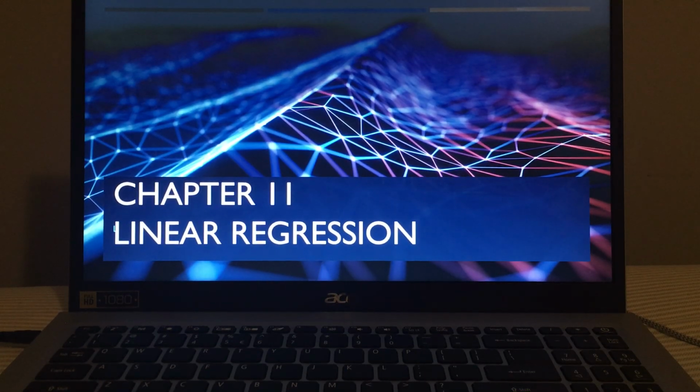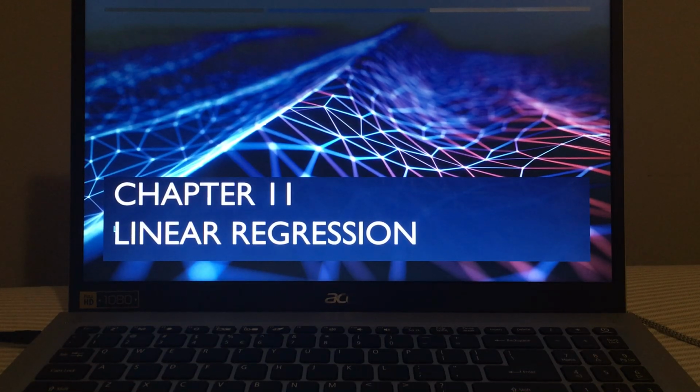So this chapter on linear regression is going to introduce a powerful statistical method that extends the concept of correlation by enabling us to model and predict the relationship between variables. Linear regression helps to answer questions like, can we predict the value of one variable based on the value of another?